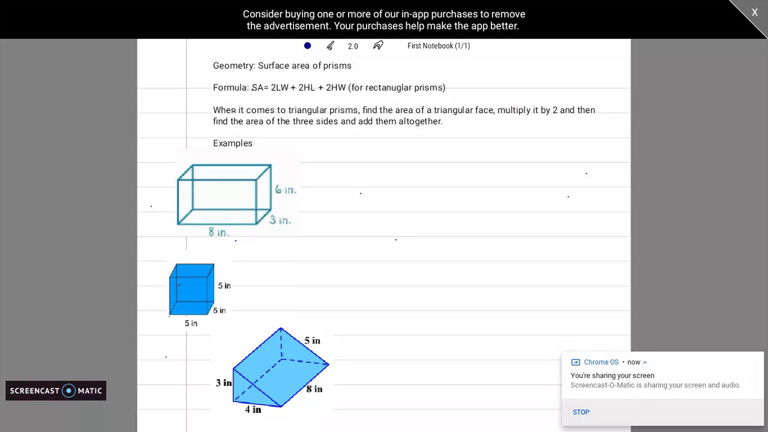So there is a formula. Do I have my pen? Yes, I do. And my formula is located right here. So you have to take all of your sides, find the area, and add them up.